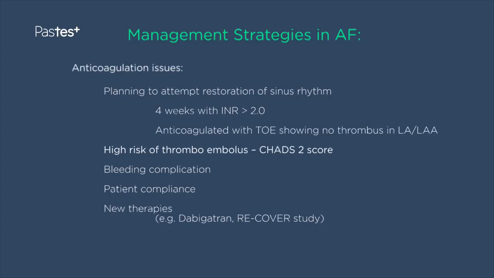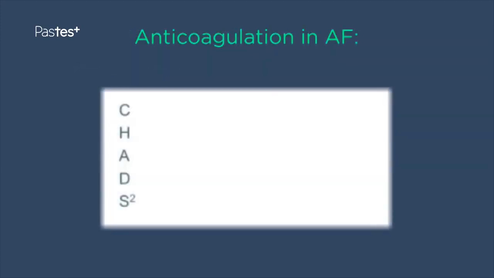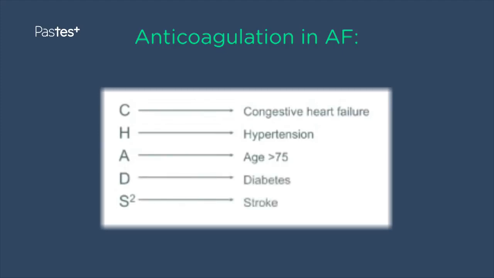This is a simple scoring system where 1 point is attributed to each risk factor. The points are then added up and the risk calculated, and the treatment algorithm is determined. Let's have a look at this. Well, here's the mnemonic on the screen, CHADS-2. The first letter refers to congestive heart failure. If you have that, you get 1 point. The next is hypertension. If you have that, you get another point, and so on if your age is more than 75, if you're diabetic, or if you've had a stroke.